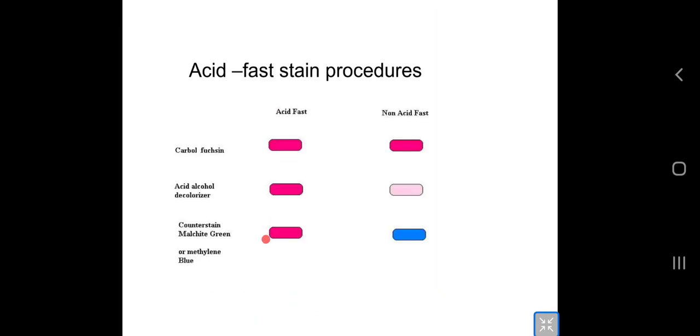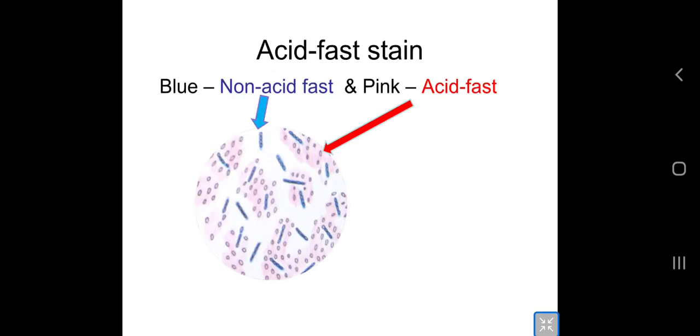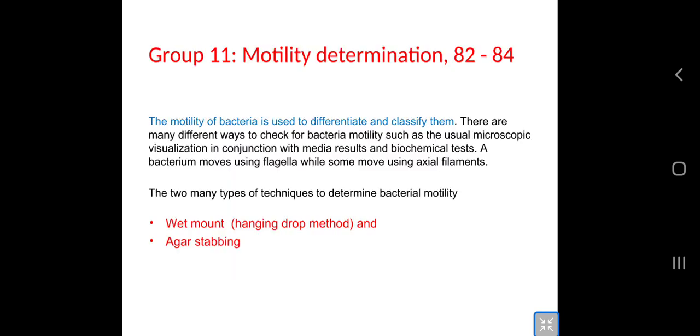Look now here, carbol fuchsin, acid alcohol, and then methylene blue. And then if I have a picture like this or a picture like this, and show you this one, this is what? Acid fast, and then this is non-acid fast. Remember this. So by color, you can differentiate them. Okay, this is all we have done.